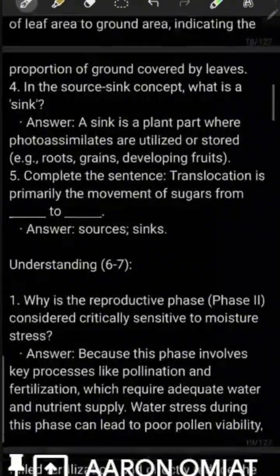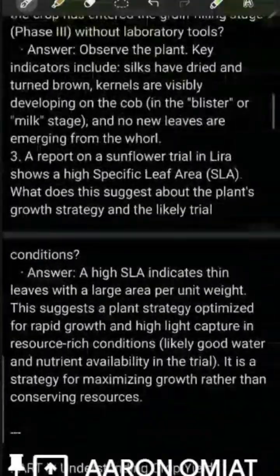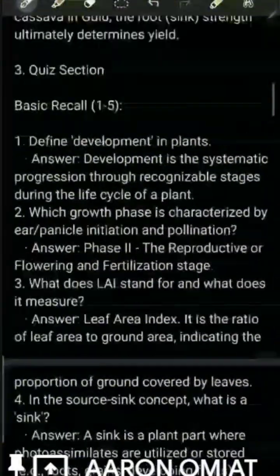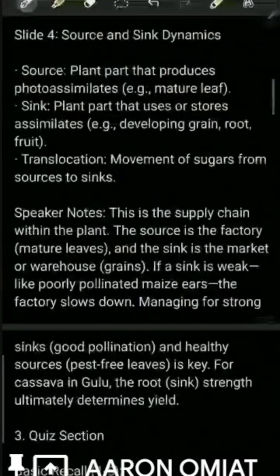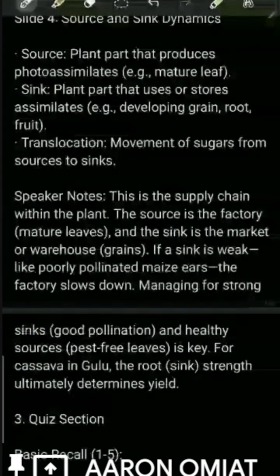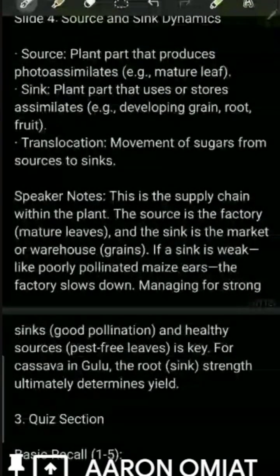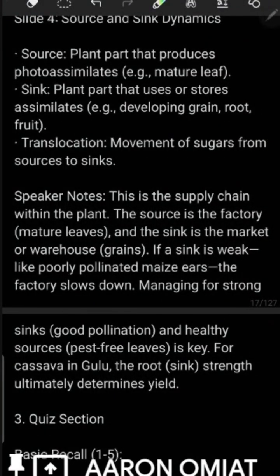Okay, I want us to look at the quiz faster, then we can conclude for today. There are only 10 questions, so it shouldn't take us long. Amina, are we together? So Agaton will give us the answer to the first question. Define development in plants. Yes, Agaton? Define development in plants.